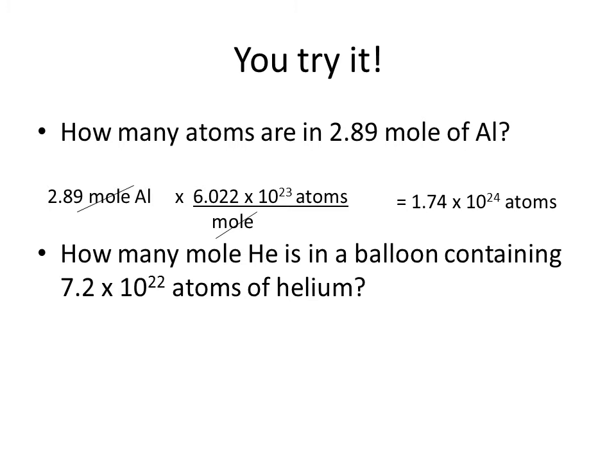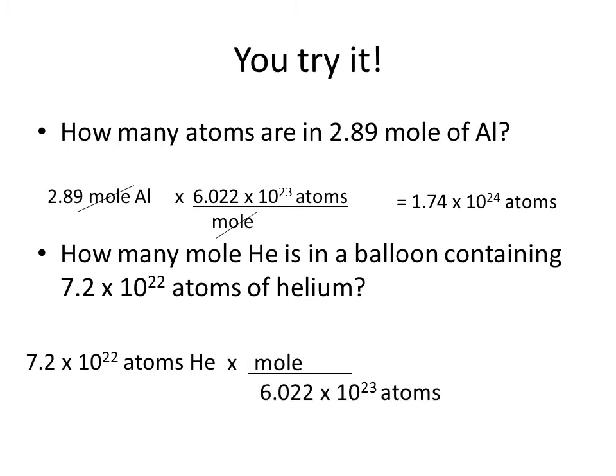To do the next problem, you're going to write your given, 7.2 times 10 to the 22 atoms. Then you're going to have to write a fraction so that atoms cancel out and you go to mole. So that means that atoms must be in the denominator and mole in the numerator. In order to make your fraction equal to 1, you need to make 6.022 times 10 to the 23 be with atoms. Atoms cancel out, and that gives you 0.12 mole.